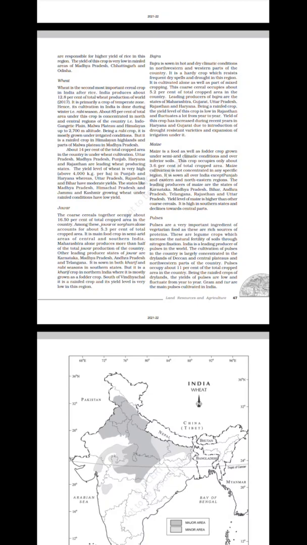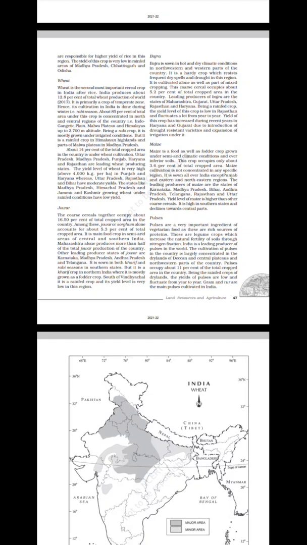Maize. Maize is a food as well as fodder crop grown under semi-arid climatic conditions and over inferior soils. This crop occupies only about 3.6% of total cropped area. Maize cultivation is not concentrated in any specific region. It is sown all over India except Punjab and eastern and northeastern regions. The leading producers of maize are the states of Karnataka, Madhya Pradesh, Bihar, Andhra Pradesh, Telangana, Rajasthan, and Uttar Pradesh. Yield level of maize is higher than other coarse cereals. It is high in southern states and declines towards central parts.